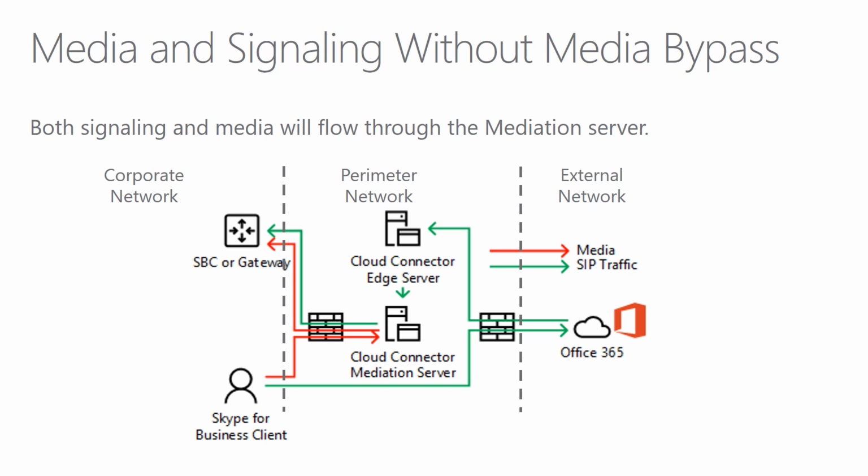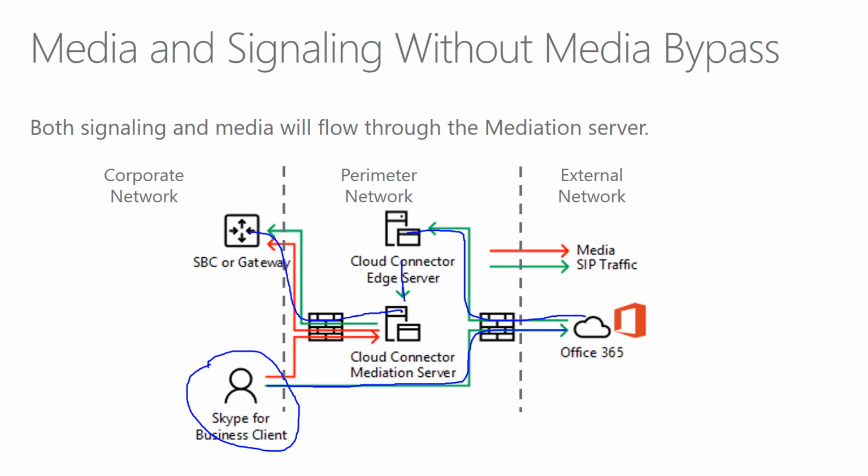We have a Skype for Business client connected to the internal corporate network. This client is making an outbound call. When the client starts the call, the signaling flows out from the client, out the external network to Office 365. And then the signaling comes back from Office 365 through the corporate firewall into the perimeter network to the Cloud Connector Edge server. From there, signaling flows to the mediation server, from the mediation server through the internal corporate network firewall to the SBC or gateway.